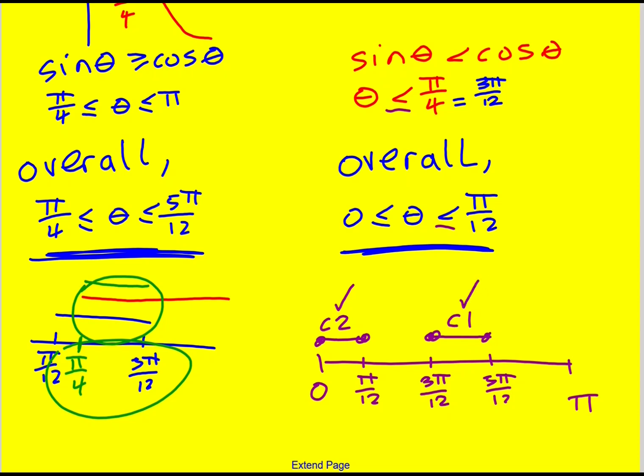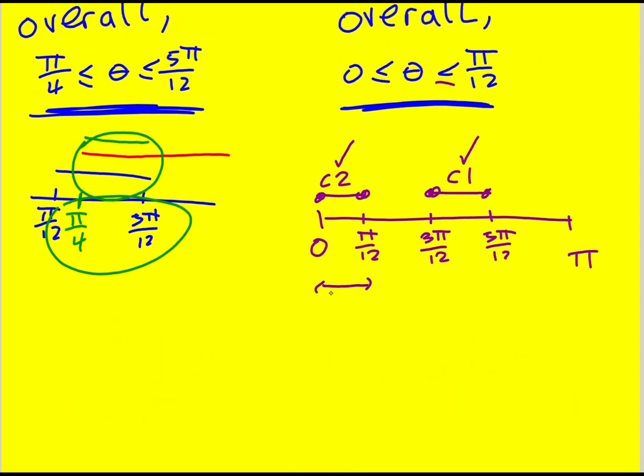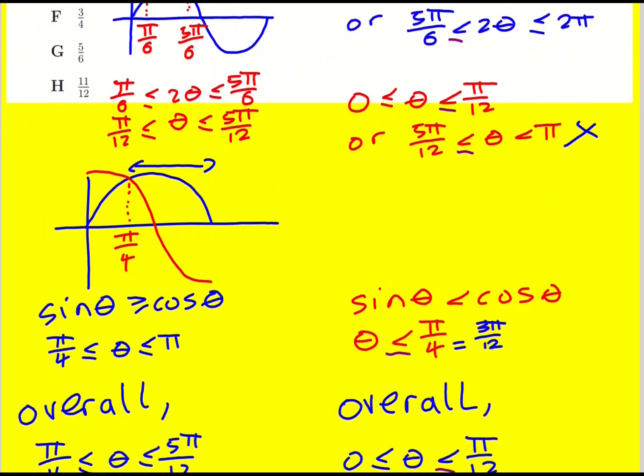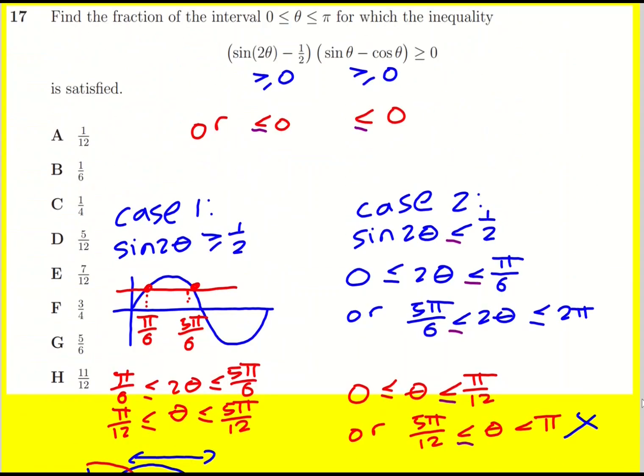Pretty neat question here. So we just want the fractions. Let's add up this length, which is pi over 12, and this length, which is 2 pi over 12, to get the full length of the interval for which the inequality is satisfied, and that's going to be 3 pi over 12. So the fraction will be 3 pi over 12 divided by pi, which gives me 3 over 12, or a quarter. And that is going to be our answer. So the fraction of the interval for which this inequality is satisfied is C, 1/4.